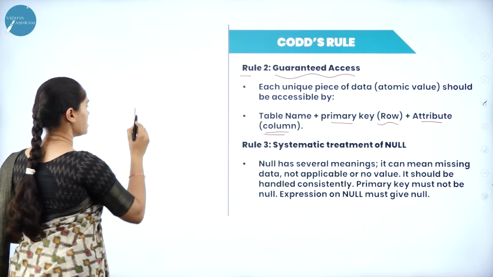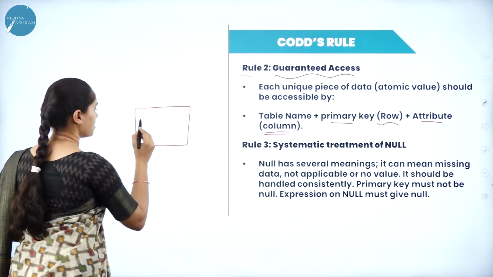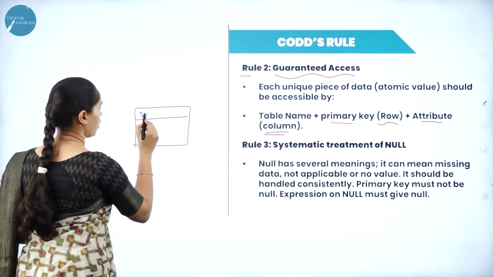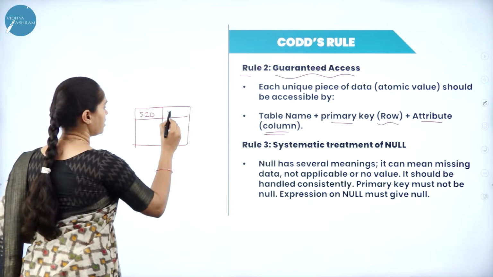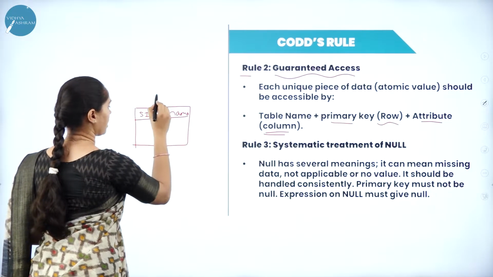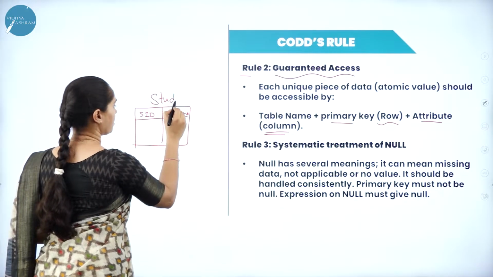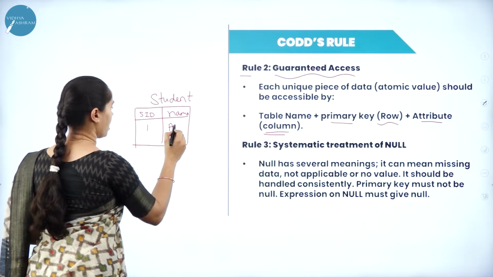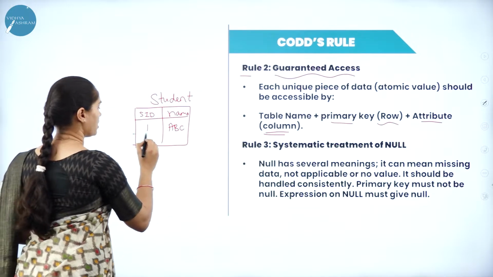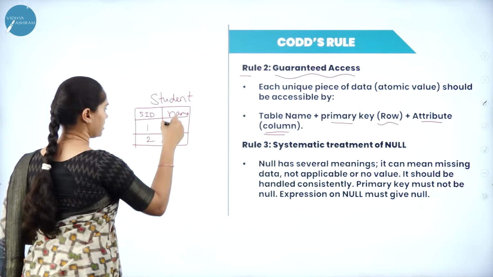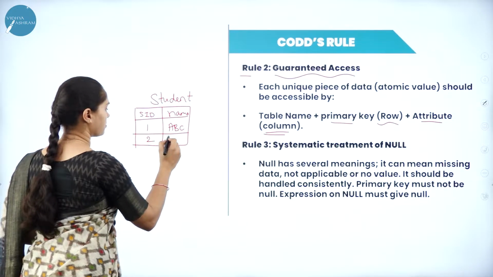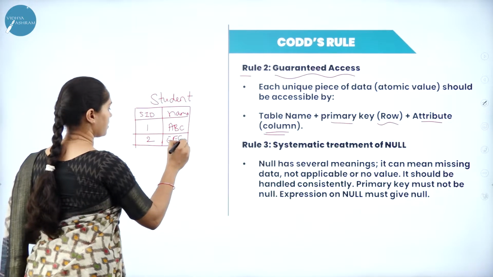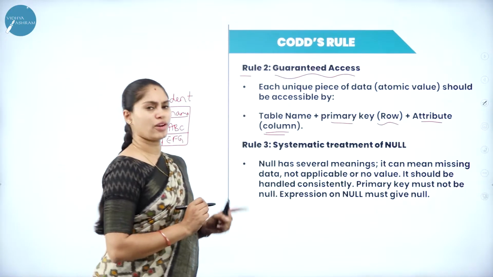So if you consider a table, consider this as a student table that consists of student ID and student name. In this, let me consider 1 and ABC. So this represents the row and this represents the column, right?